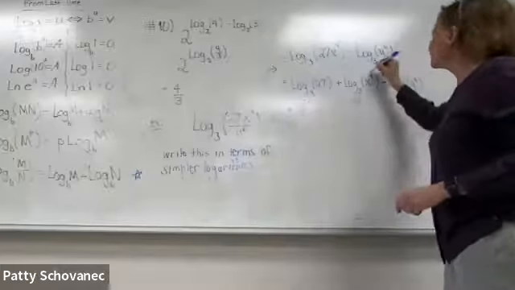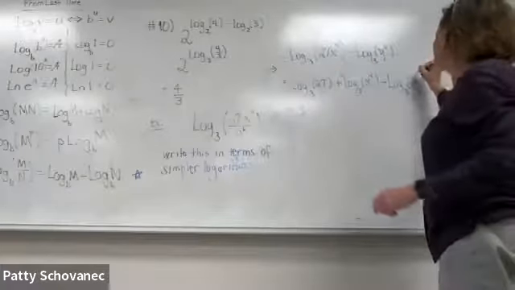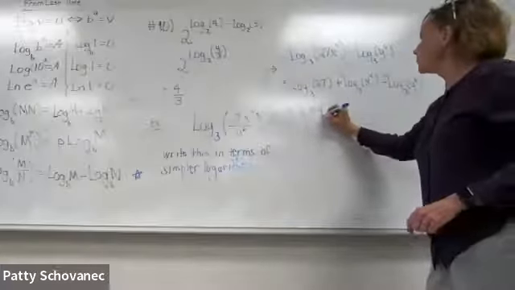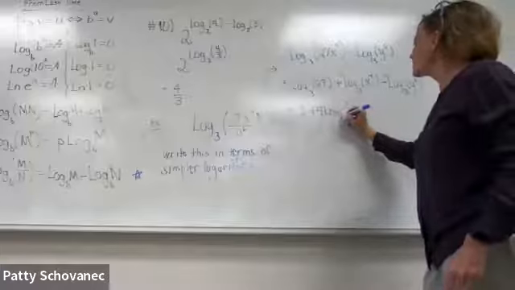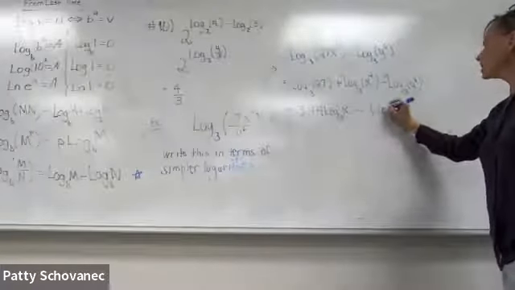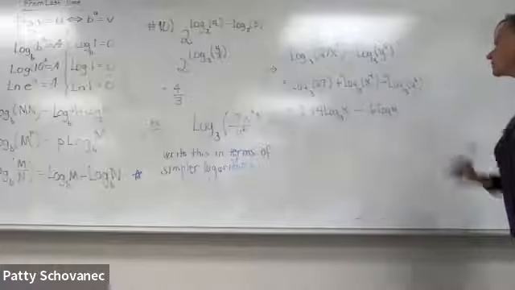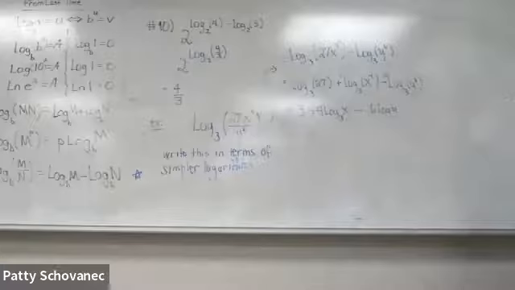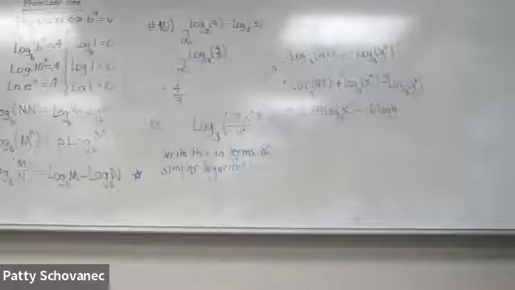Here the power comes in front, and this power comes in front. So I'm going to have plus 4 times the log base 3 of x minus 6 times the log base 3 of y. And you can put those in parentheses if you want, or you can just leave them just like that. So that's one way we're going to use these log properties.